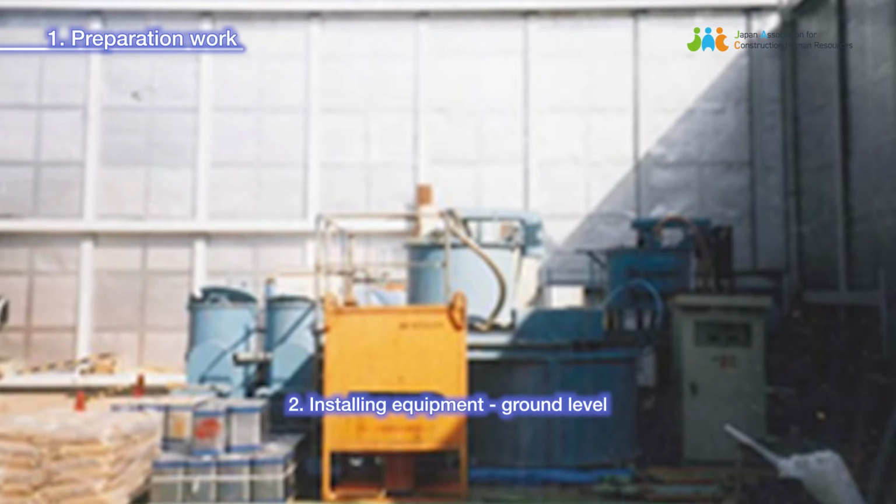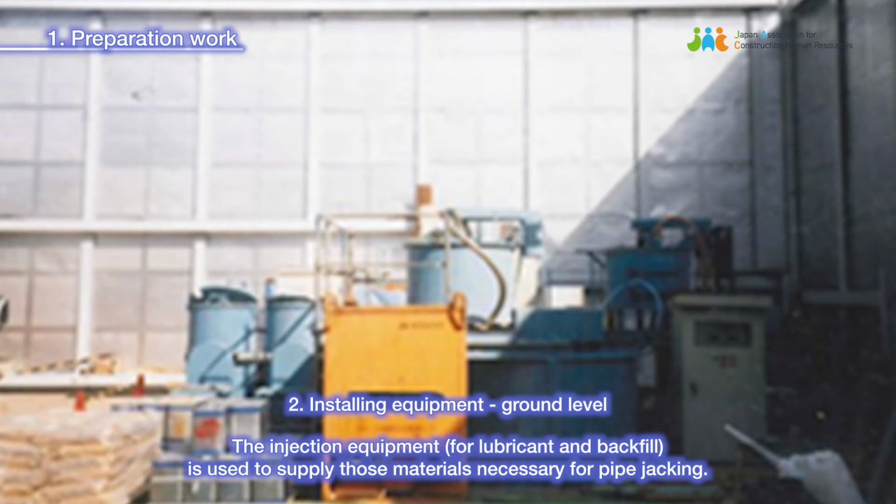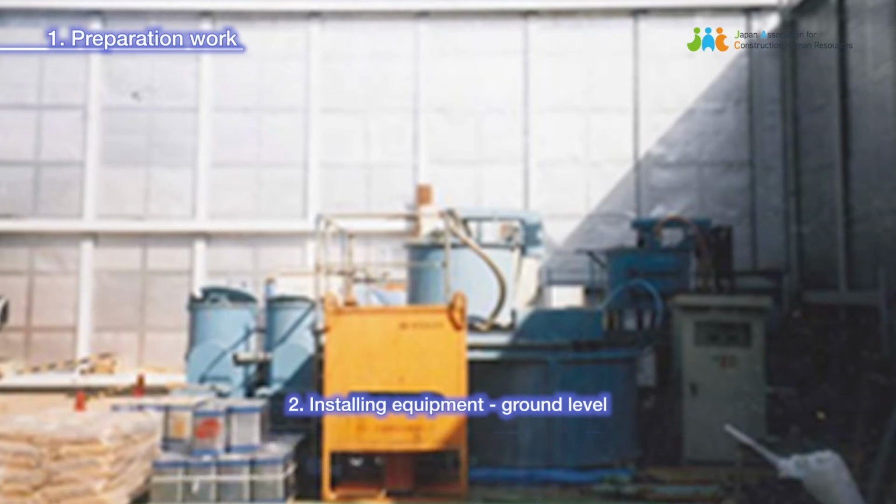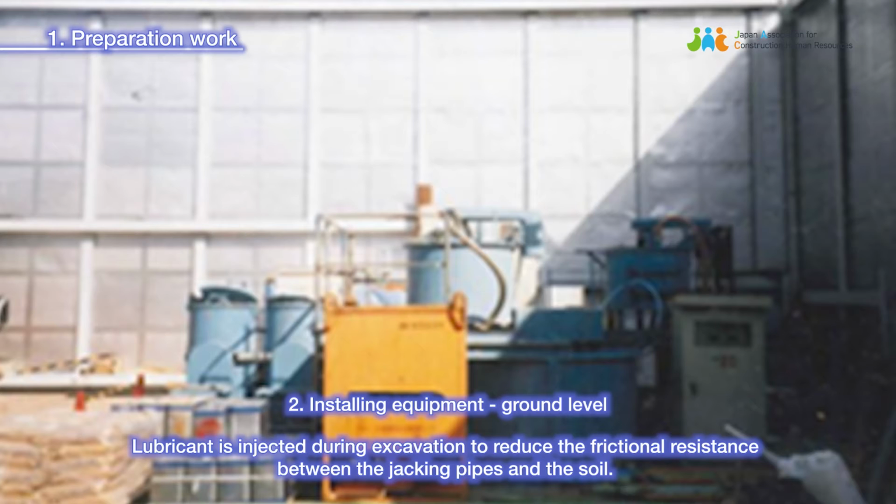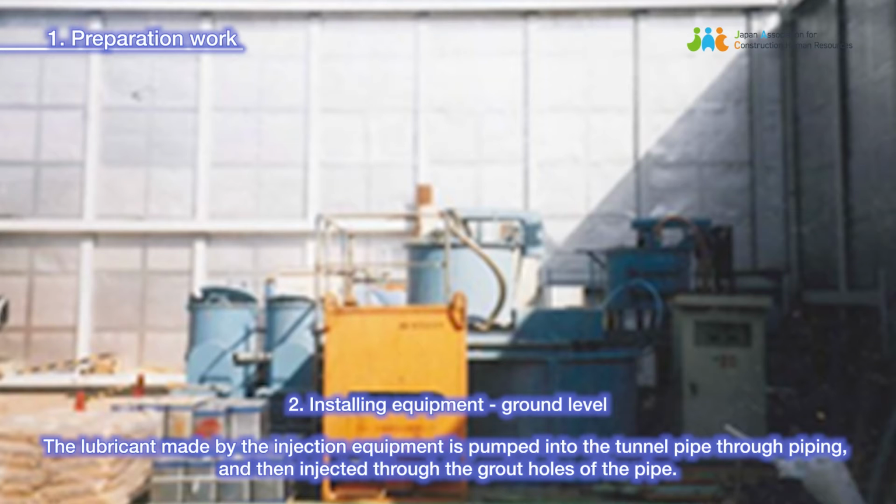2. Installing equipment, ground level. The injection equipment, for lubricant and backfill, is used to supply those materials necessary for pipe jacking. Lubricant is injected during excavation to reduce the frictional resistance between the jacking pipes and the soil. The lubricant made by the injection equipment is pumped into the tunnel pipe through piping, and then injected through the grout holes of the pipe.